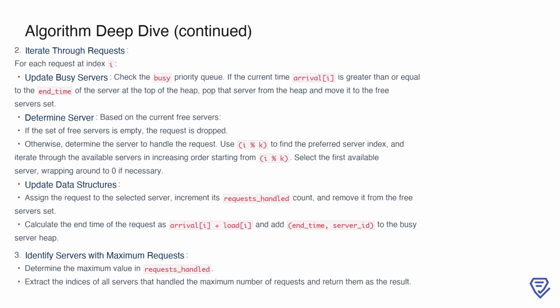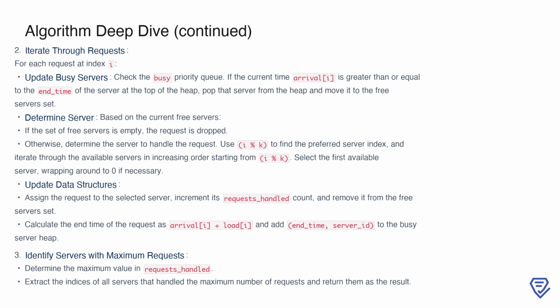To process requests, we iterate through each request in the arrival array. At each step, we first check the priority queue to update the status of busy servers. If a server's end_time is less than or equal to the current arrival time, it is removed from the heap and added back to the free servers set. Next, we determine which server will handle the current request. If the free servers set is empty, the request is dropped. Otherwise, we calculate the preferred server index using i % k, where i is the request's index.